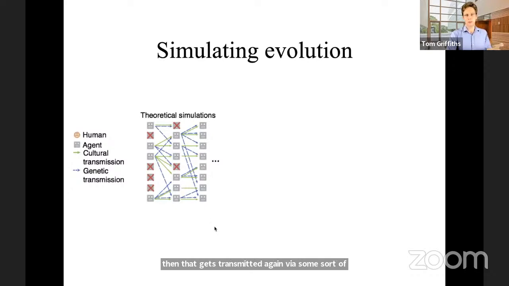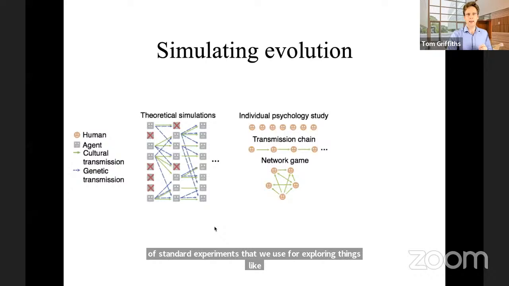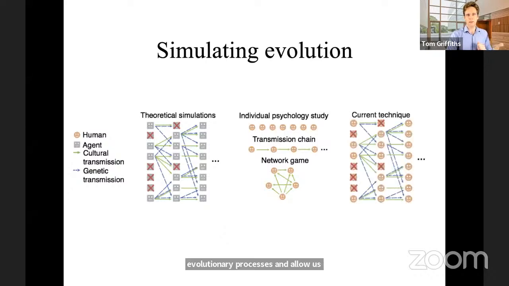And so these kinds of simulations are much more complicated than our standard experiments that we use for exploring things like evolutionary processes, and by combining these things together, we can now run these equivalent evolutionary simulations where we're taking the structure of an algorithm, like a genetic algorithm, and then running that algorithm with people instead of with simulated agents. And as a consequence of doing that, we can explore what specific human inductive biases do in the context of these evolutionary settings, or how specific human learning mechanisms influence the outcome of those evolutionary processes.